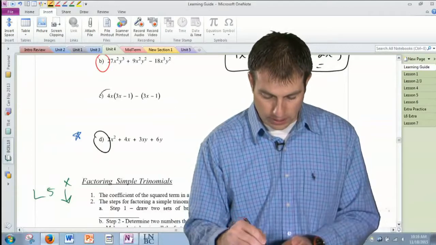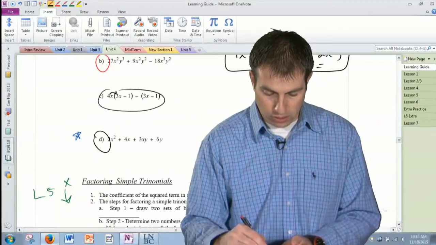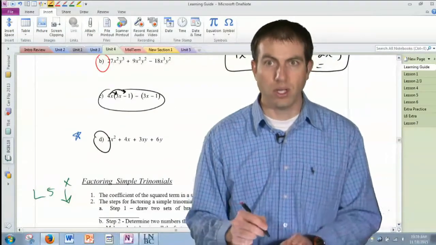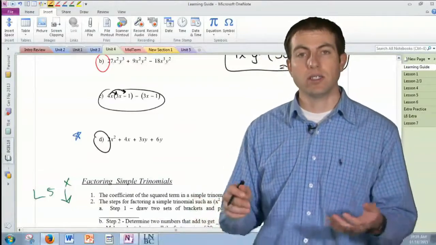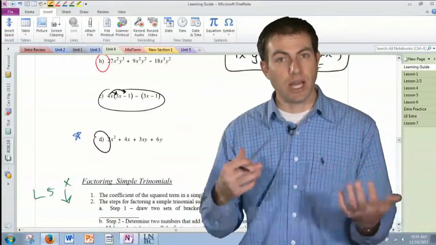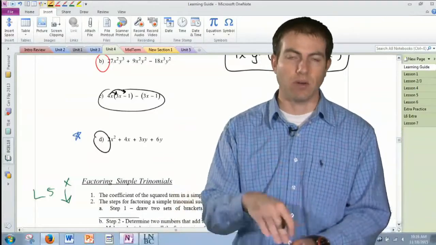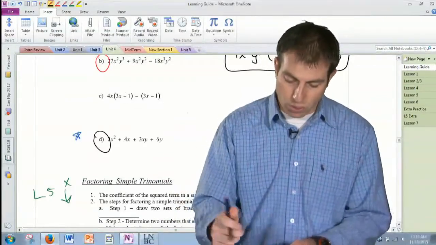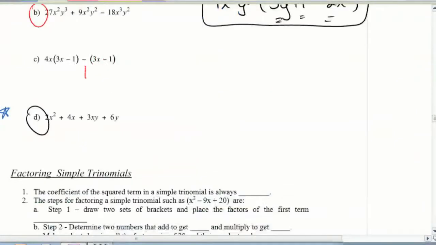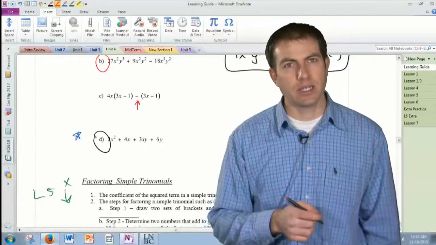So I look at C and I say, oh, should I distribute this 4 through? No, I don't want to do that. It's not a multiplication question, it's a factoring. Remember, these things are opposite. So I don't want to multiply when something says factor. I want to do the opposite. So I have two terms separated by a minus sign, and I need to figure out what's common to both terms.